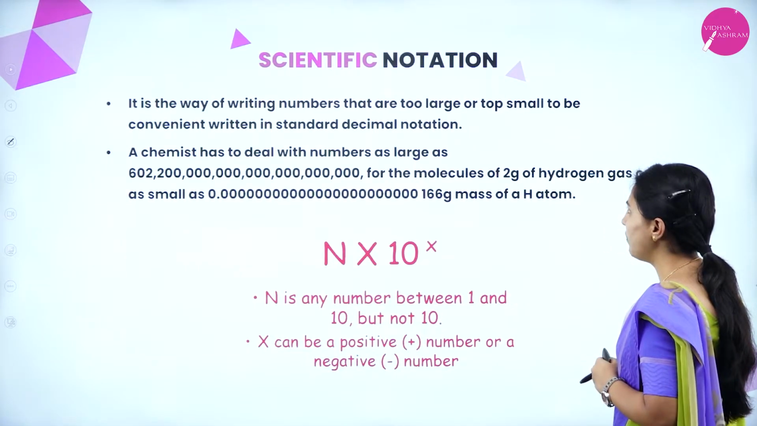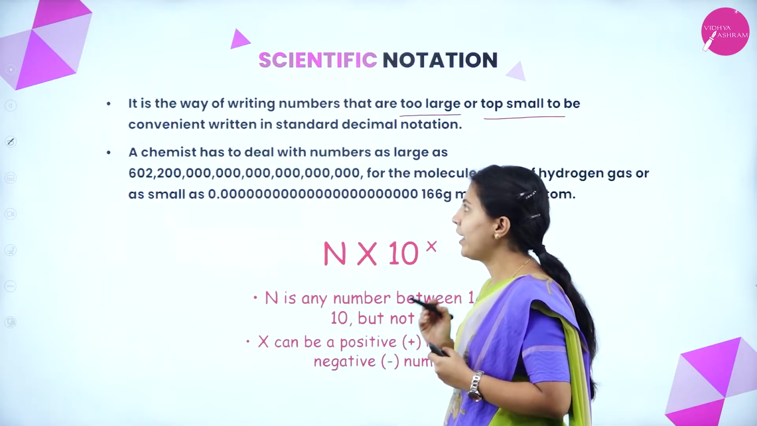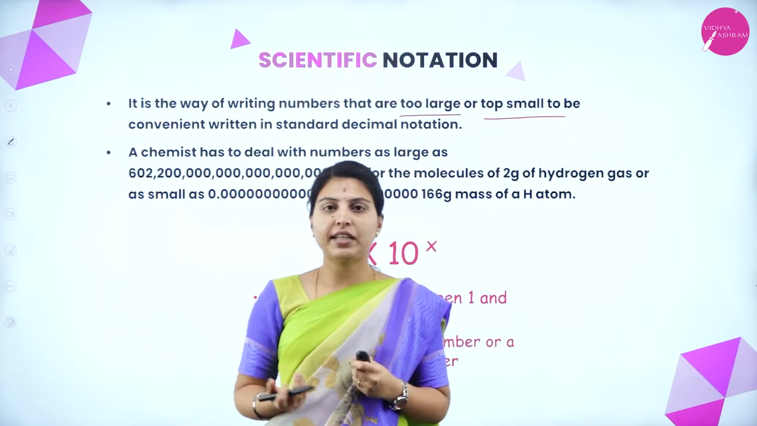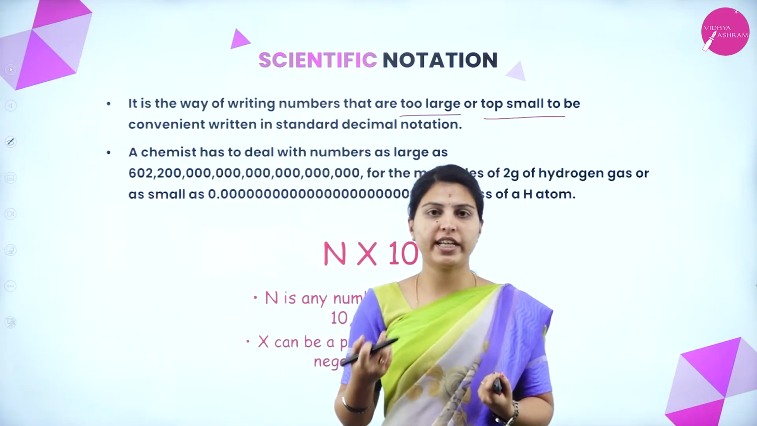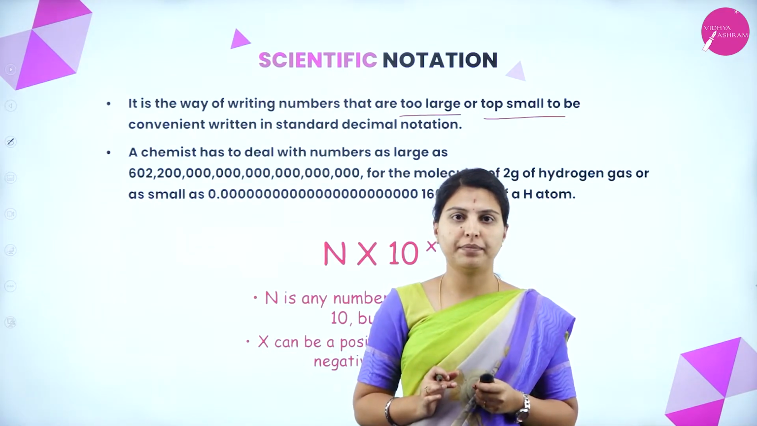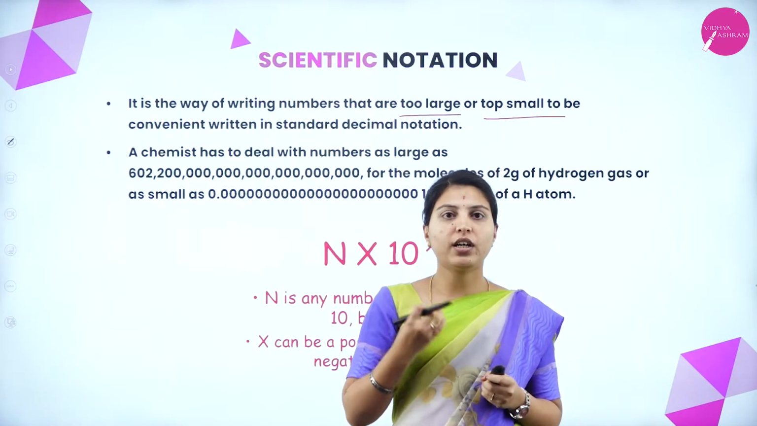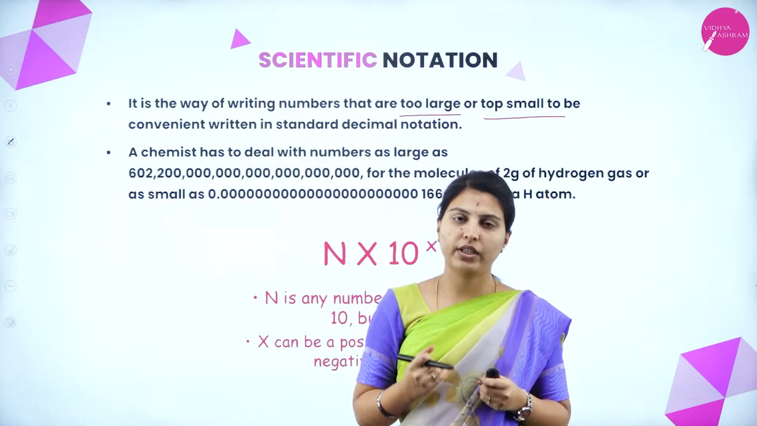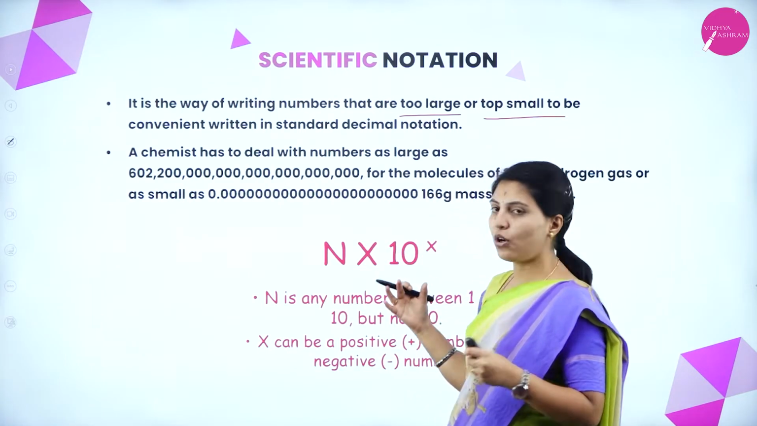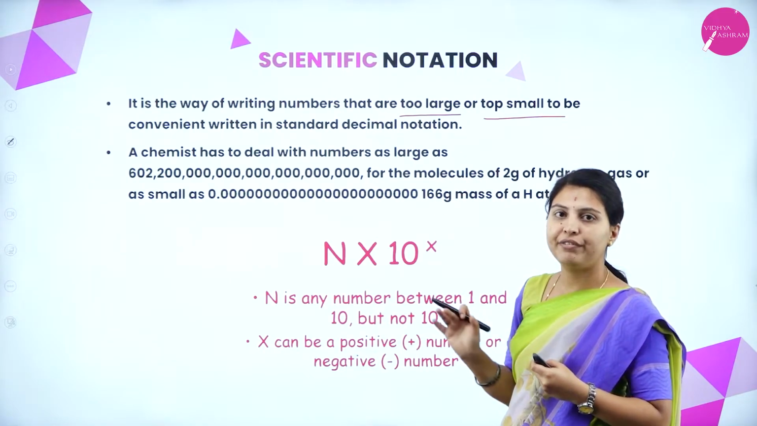Next is scientific notation. It is the way of writing numbers that are too large or too small to be conveniently written in standard decimal notation. Various scientists have done various observations or experiments. At that time, they were getting too large numbers or too small numbers, means very small or very large numbers. They cannot count those numbers of zeros. It was a difficulty to handle those large or very small numbers. That time only, they took this scientific notation.